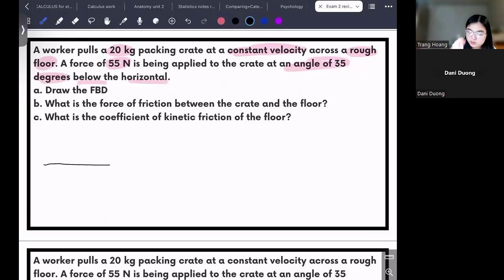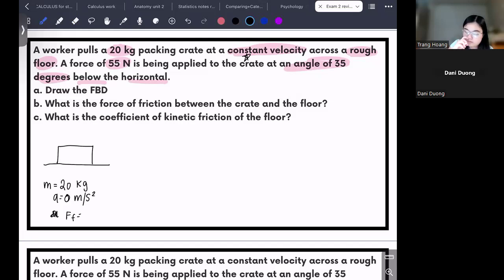So a worker pulls a 20 kilogram packing crate. We have our mass, and we know that it's 20 kilograms. We know constant velocity, and the reason why I highlighted constant velocity is that it indicates no acceleration. So a_x equals 0 meters per second squared. And the rough floor indicates there's some kind of friction force.